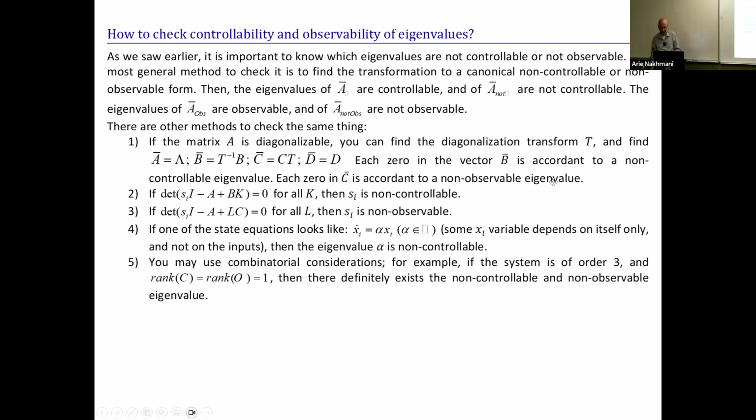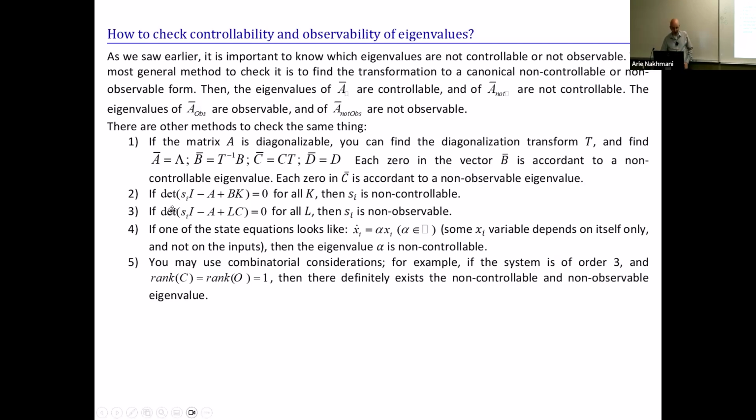So zeros in the B matrix mean you have a non-controllable eigenvalue, and you know which one it is because it's sitting on the main diagonal on the same row. Same thing, 0 in the C matrix, sitting on the main diagonal, that eigenvalue is not observable. Whatever corresponds to your matrix. Okay, questions on that?